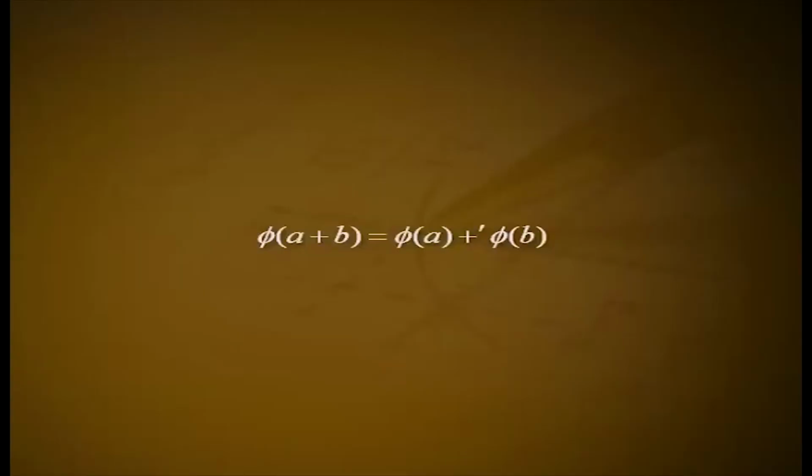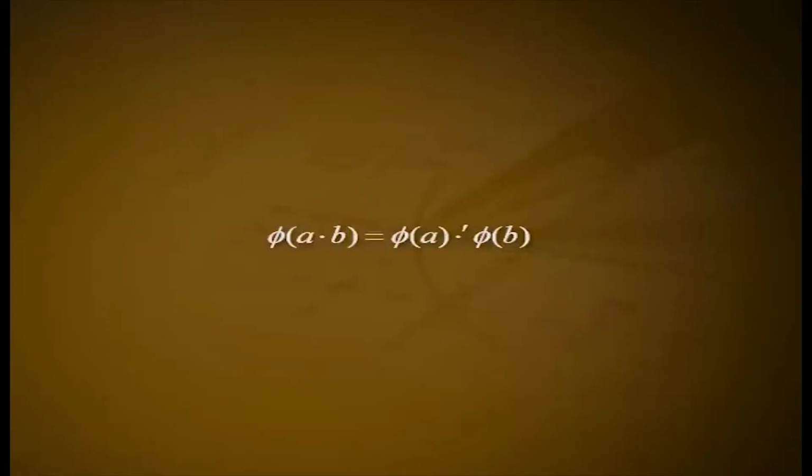Remark. In the equation φ(a + b) = φ(a) +' φ(b) considered above, a + b on the left hand side takes place in R, while φ(a) +' φ(b) on the right hand side takes place in R'. Similarly, in the equation φ(a·b) = φ(a) ·' φ(b) considered above, a·b on the left hand side takes place in R, while φ(a) ·' φ(b) on the right hand side takes place in R'.